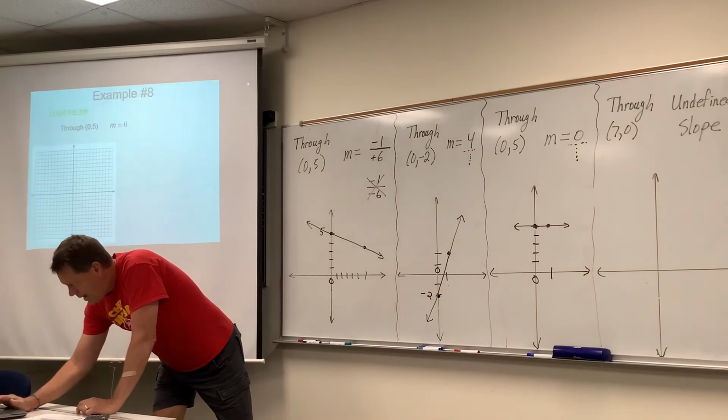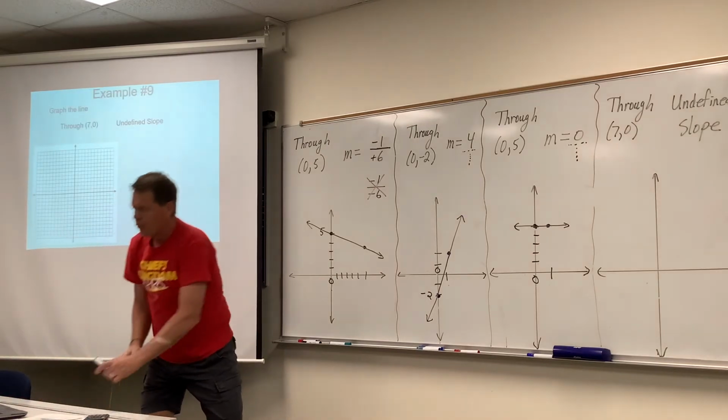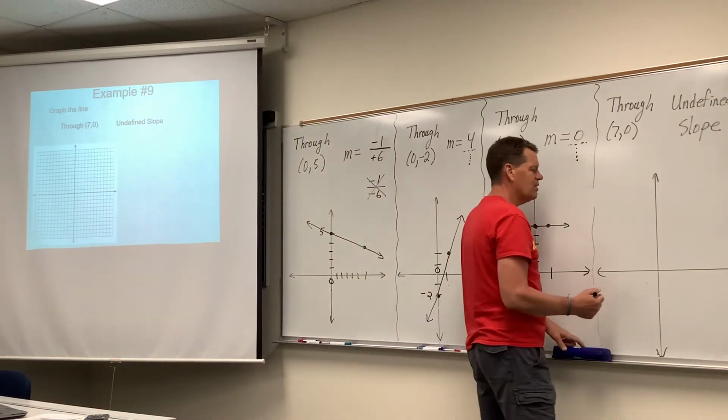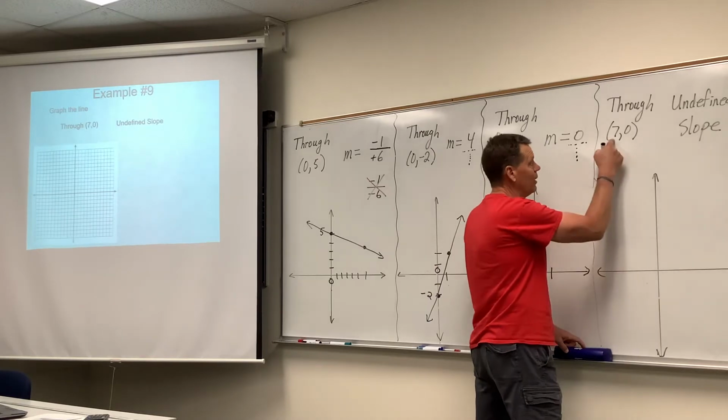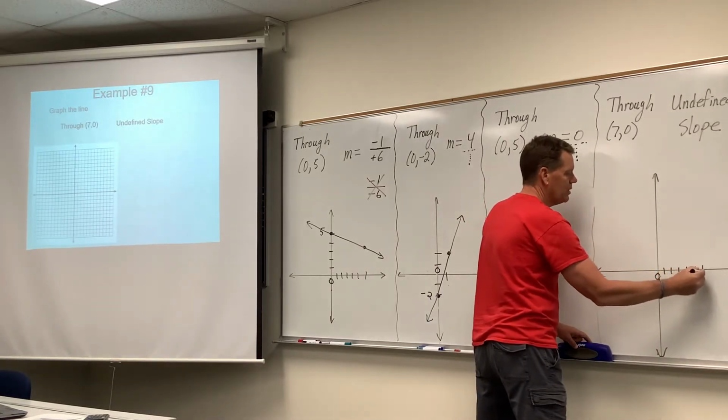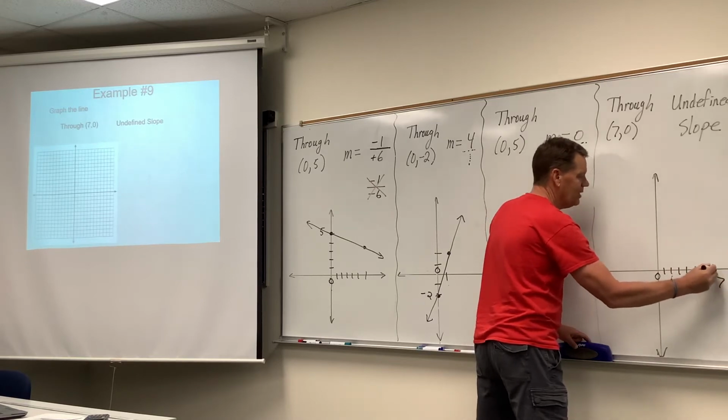Okay, and example number 9, finally. We have through the ordered pair 7, 0. We have to establish that beginning point, 7, 0. That'd be 7 on the x. That's positive 7, so 0, 1, 2, 3, 4, 5, 6, 7. 7, 0. That's 7, 0.